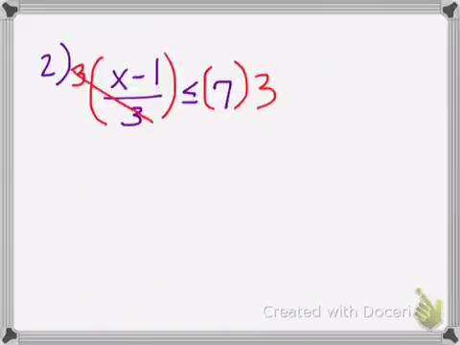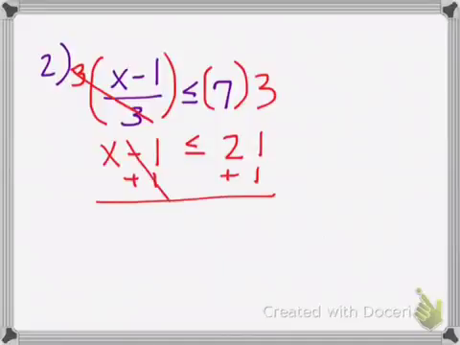So these cancel out, and I get x minus 1 is less than or equal to 7 times 3, which is 21. So now I have a one-step inequality. To get rid of my constant, I add 1 to both sides, and I get x is less than or equal to 22. And then let's graph our solution.